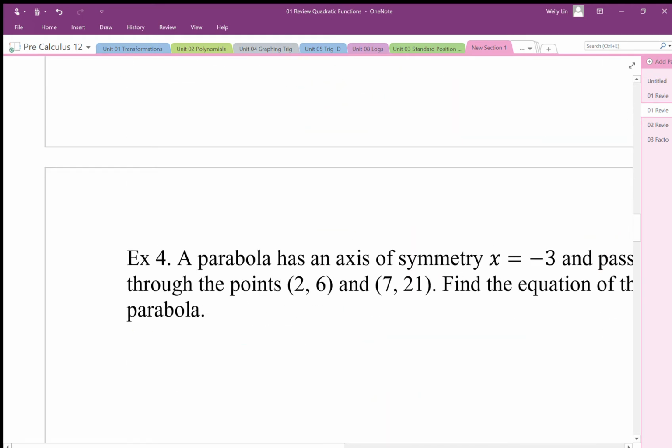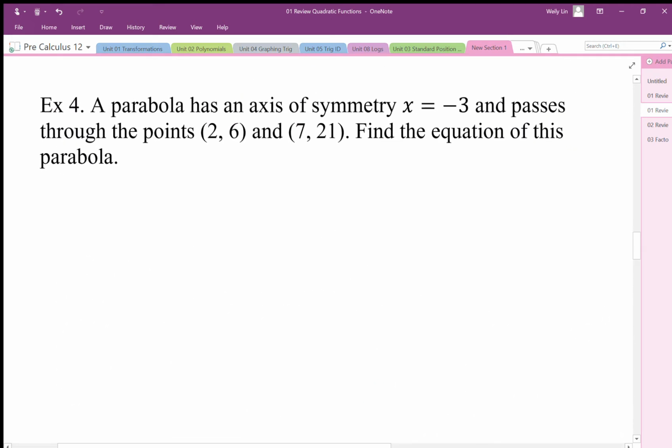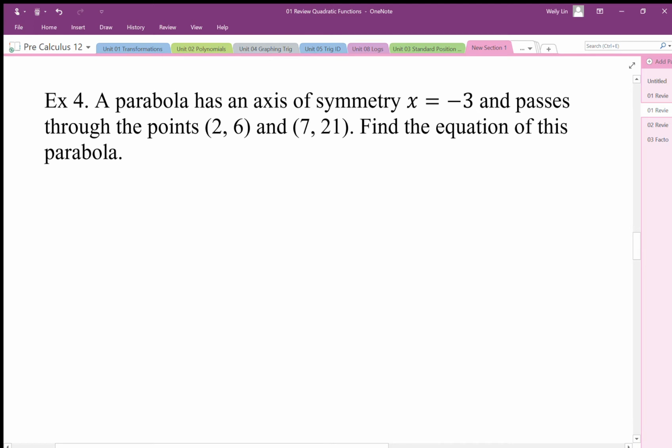Oops, what happened to my graph there? There we go. So this graph says it has an axis of symmetry at -3 and passes through the points (2, 6) and (7, 21). So these give me kind of random coordinates. Although the axis of symmetry is important because it gives me the middle. So it gives me an idea where the middle is, and if I know where the middle is, I have an idea what this graph is going to look like.